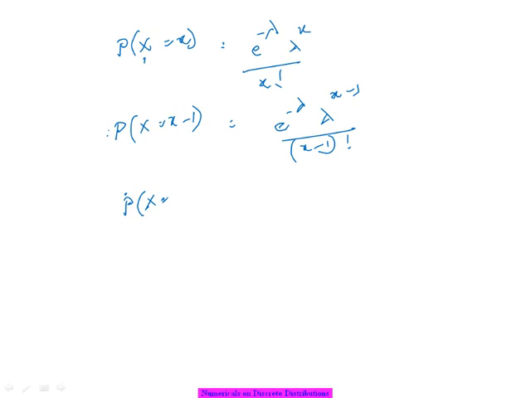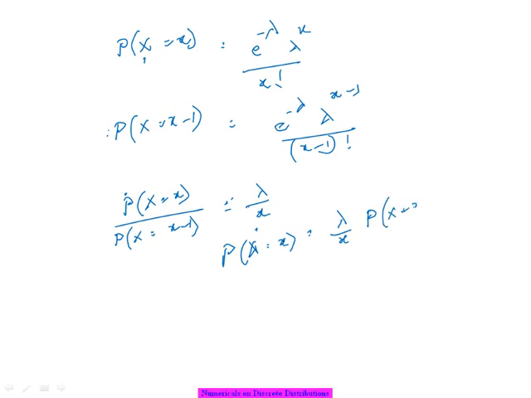P of x equal to x by p of x equal to x minus 1 is equal to, here e power lambda is getting cut off. So you are left with lambda by x. Lambda by x. So it's as good as saying p of x equal to x. So this actually helps you. You just do a lambda by x into p of x equal to x minus 1.